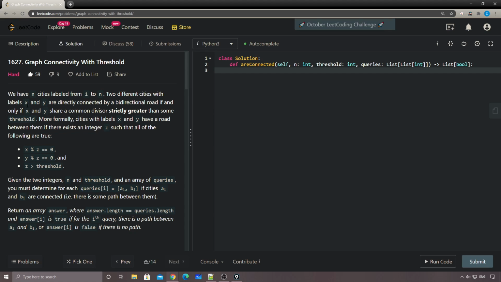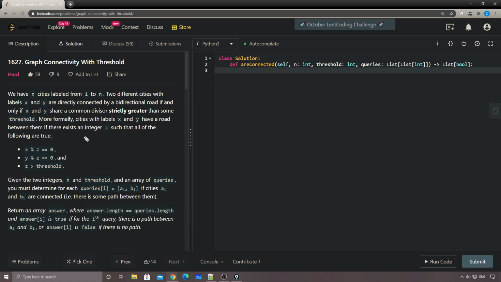The description. So you're given n cities labeled from 1 to n. Okay, and we can skip this part. And so it says that city X and Y are connected if they have a common divisor which is greater than this threshold. Okay, and here it just gives you the definition of the common divisor, right?